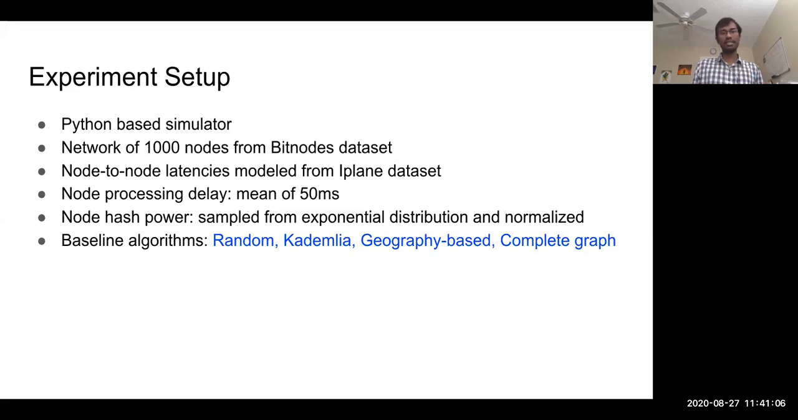So let me describe our experimental setup and results in the next few slides. We built a Python-based simulator to evaluate Perigee and also other protocols. We consider a network of 1,000 nodes from the BitNodes data set, and the latency between any pair of nodes in the set depends on the geographical location of these two nodes, and we get that from the iPlane data set. And each node has a node processing delay, and nodes also have a hash power that's sampled from some exponential distribution.